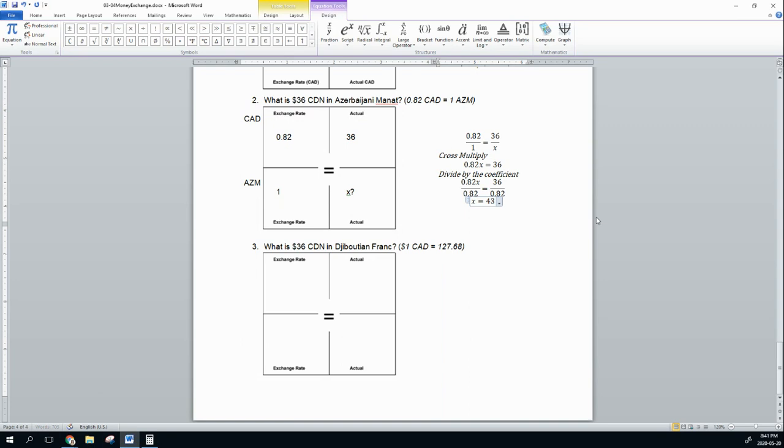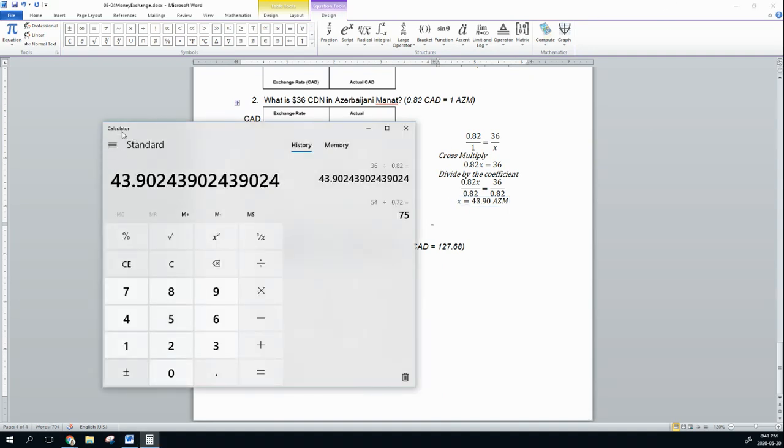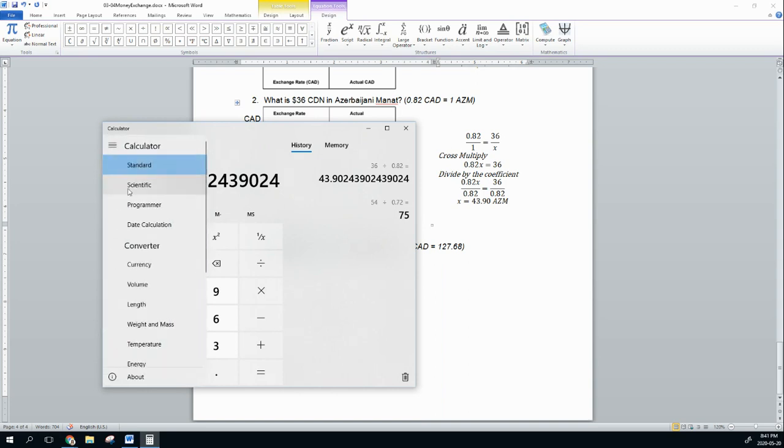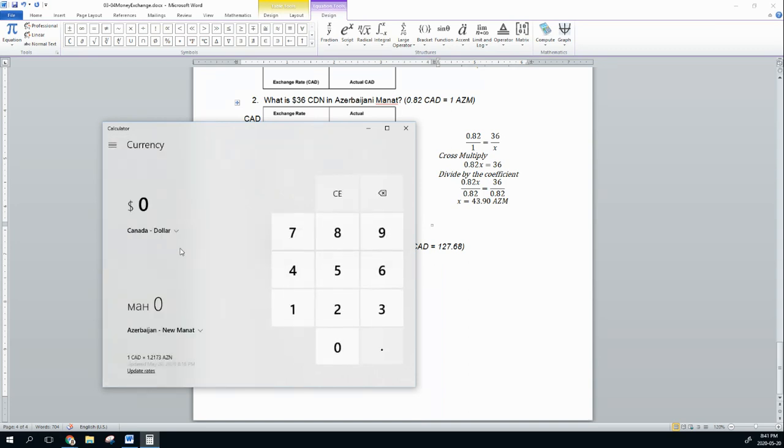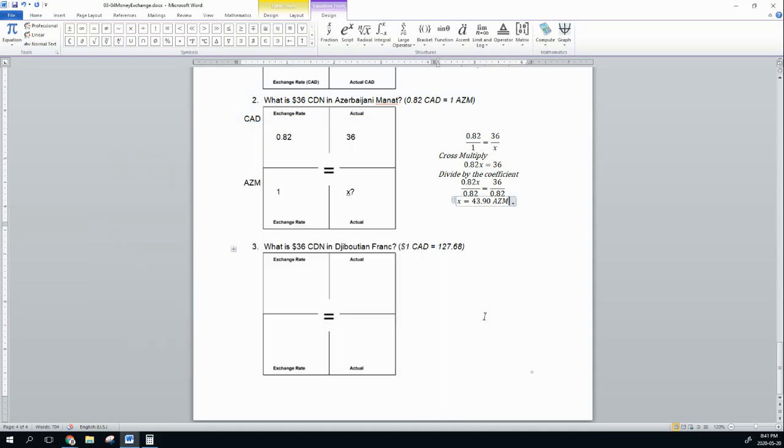That was 43.90 Azeri manat. Now the nifty thing here is in this calculator, I'm able to even get a currency converter. So I can check my answer. If I had 36 Canadian dollars, I would have 43.83. So very close. It's because they're using a rate that has more decimal spots than our rounded answer.